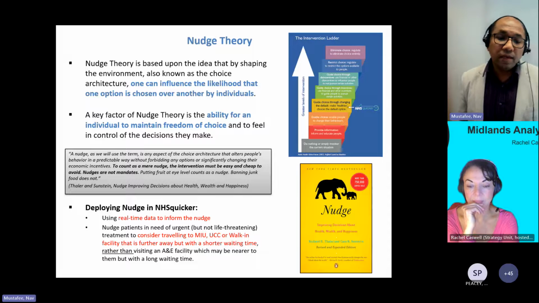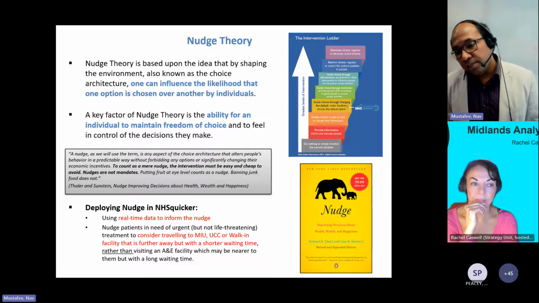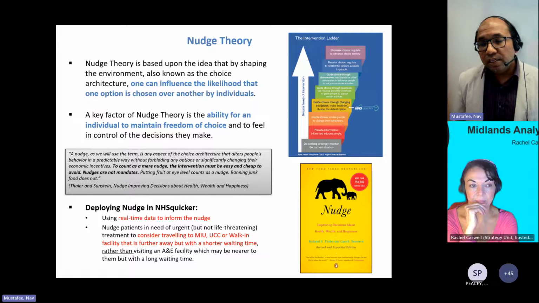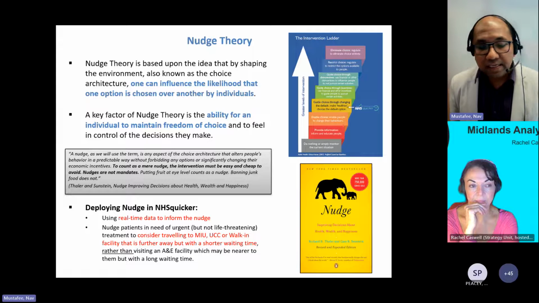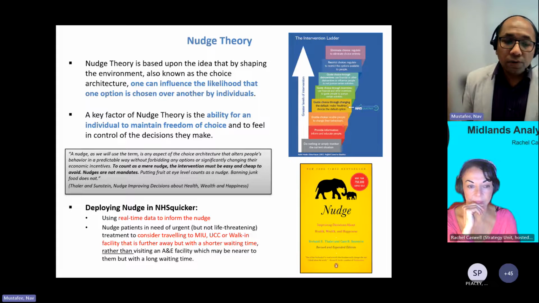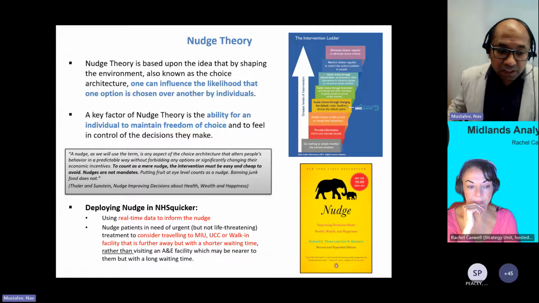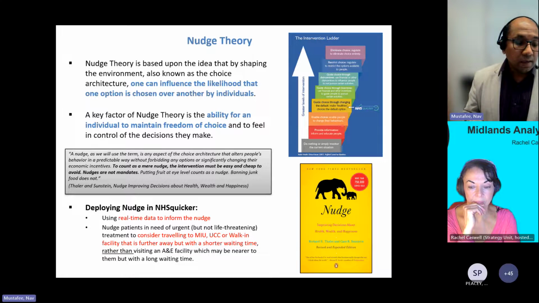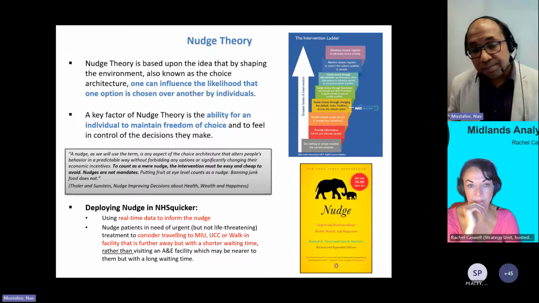So how are we deploying nudge in NHSquicker? We are using real-time data to inform the nudges. This real-time data is on the state of the A&E department, like the number of patients waiting to be seen, how crowded it is, how many patients there are in the ED or MIU, urgent care center, and the maximum wait time.